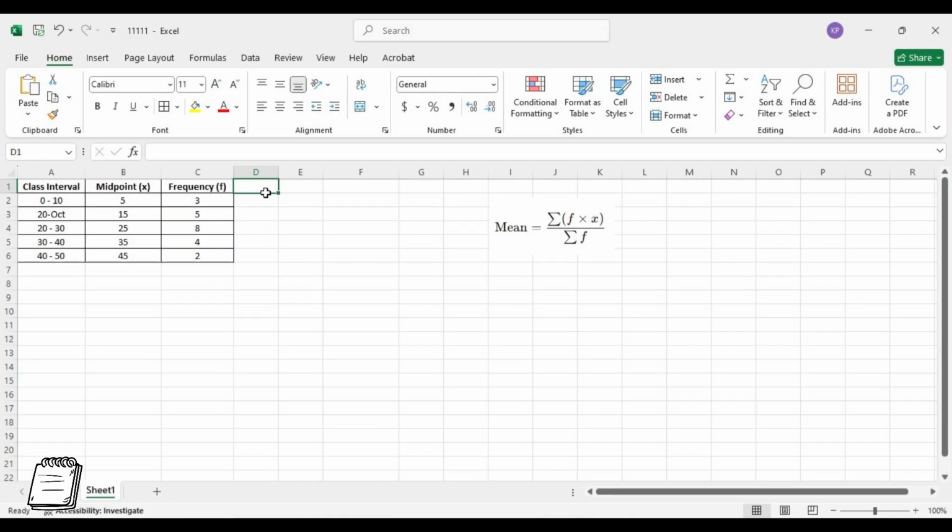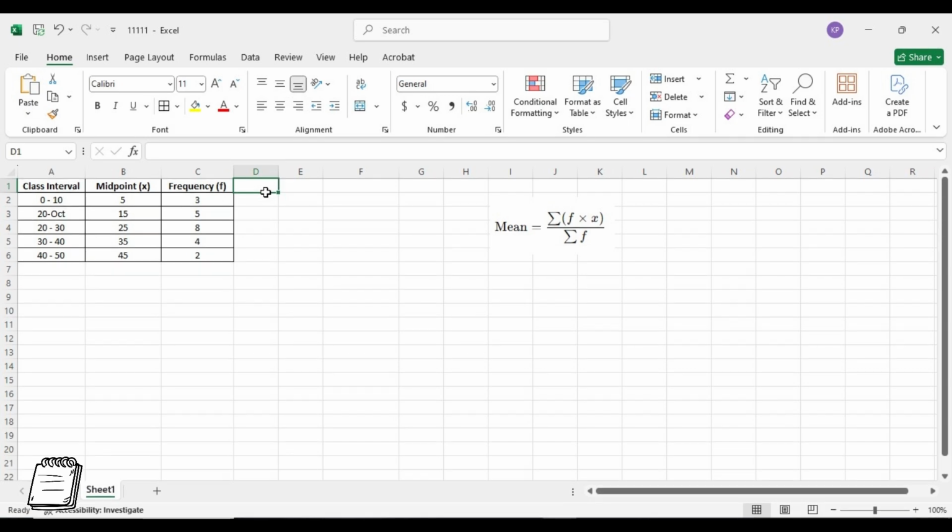Now let's put in the formula for grouped data to find the mean value. The formula to calculate the mean is equal to sigma fx divided by sigma f. Let's calculate the fx, so frequency into midpoint. So let's calculate: equal to midpoint x, multiplication sign, frequency 3, press enter, then drag this formula down to the 5 groups. So we have the fx values of these 5 groups.